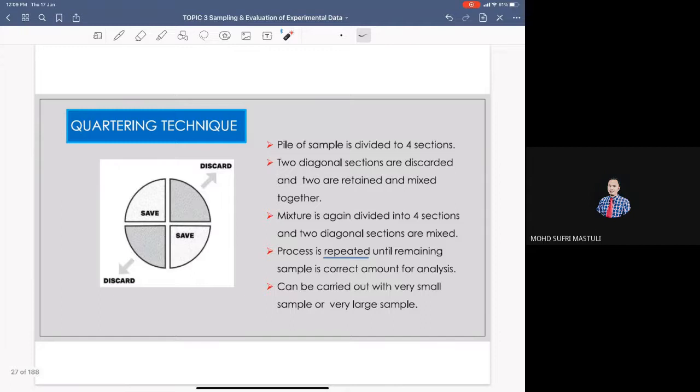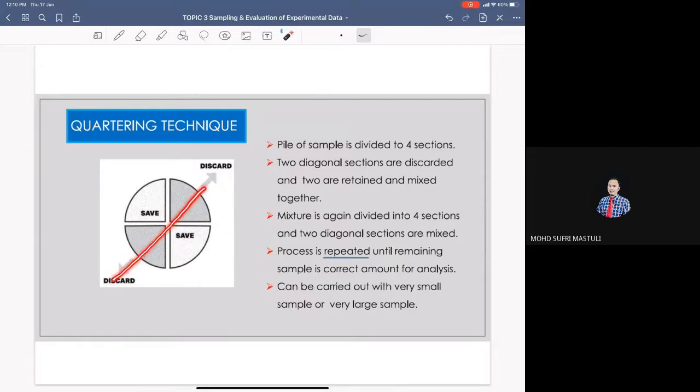All right. What is the quartering technique? Remember, the quartering technique is the right technique for solid samples to get the right laboratory sample size. Normally, if we have a sample, we divide it into four sections like this. Two diagonal sections have to be discarded, and the other two have to be retained, and then we mix it again.